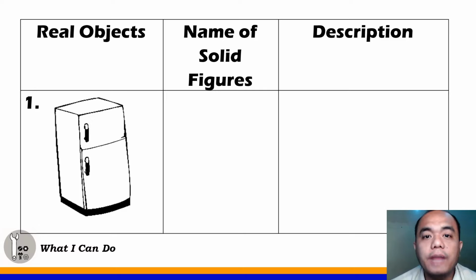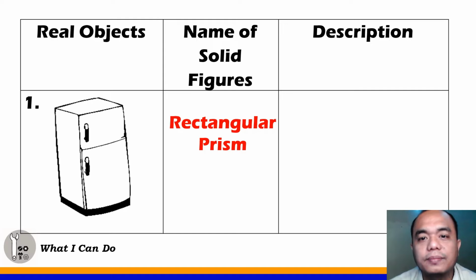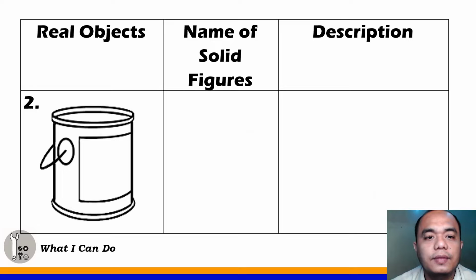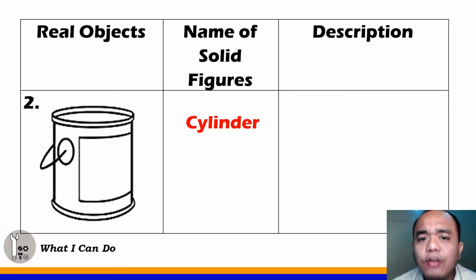Now let's have the What I Can Do part of the module. Direction: name and describe the solid figures represented by the real objects as shown on your screen. So we will name the solid figure and then we will describe the solid figure as shown on the screen. Okay, number 1. The real object is a refrigerator. So the solid figure is a rectangular prism. And how do you describe a rectangular prism? Yes, it is composed of 2 rectangular bases and 4 rectangular lateral faces. Next, number 2, a pail. What's that? What kind of solid figure is that? Correct, it's a cylinder. And how do we describe a cylinder?